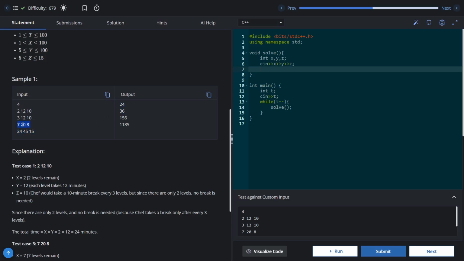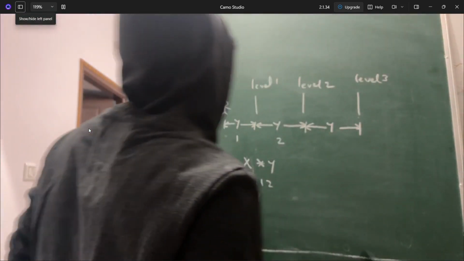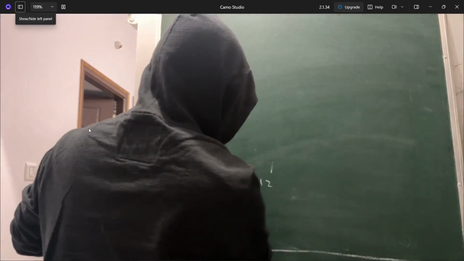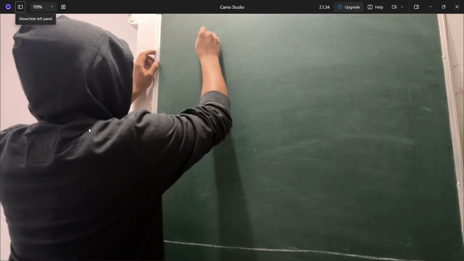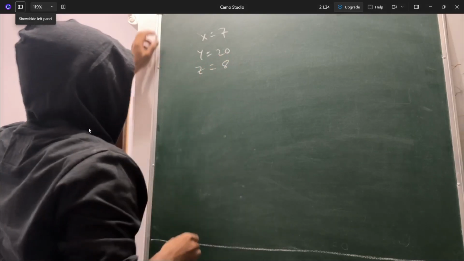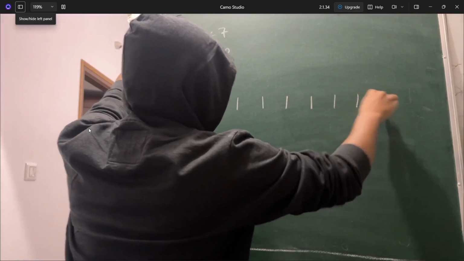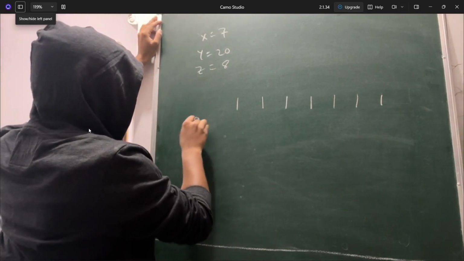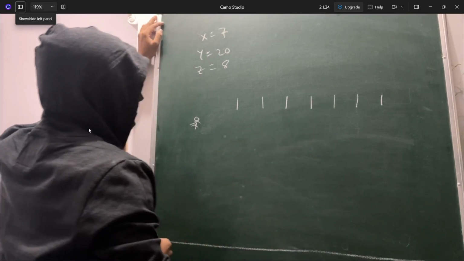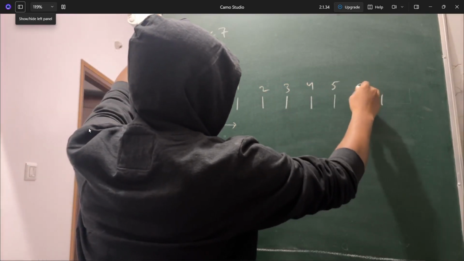Let's try this one now. Third case, 7, 2, 8. Here he has got 7 levels to complete. Let's say Chef is standing here. He has 7 levels to complete right now. This is level 1, level 2, 3, 4, 5, 6, 7 levels remaining.